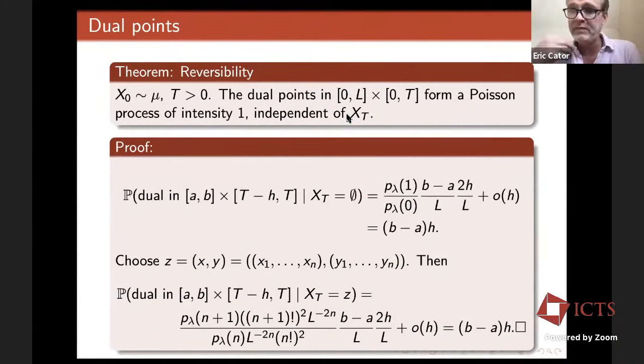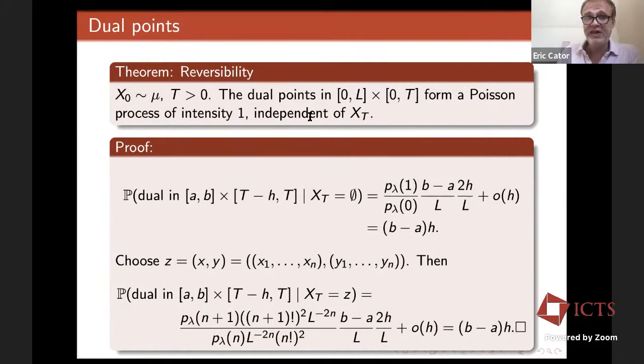What we want is a type of reversibility. Reversibility meaning that if we look backwards in time, then these green points actually form the Poisson points for the backwards process. So you would like them to be a Poisson process, but also you would like them to be independent of the times above. Just like in the original process, the Poisson process above is independent of the configuration at the time that you consider it. So here's a theorem that we can use for that.